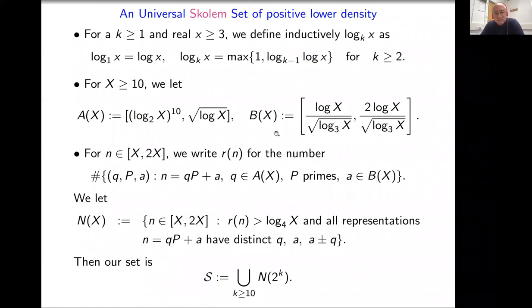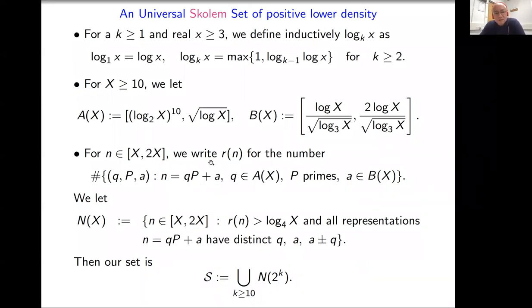Now with these two statistics, take a number between x and 2x and try to represent it in the following way. Write n and look for representations of the form q capital P plus a, where q is a prime in here, a is an integer in there, and the result capital P is whatever comes out of this equation. Now you might say, how do you even do that? Well, it's easy. Let me explain to you how you do that. You fix the number n, and you fix a prime q in here. So you fixed n and q. What's left are a and p.